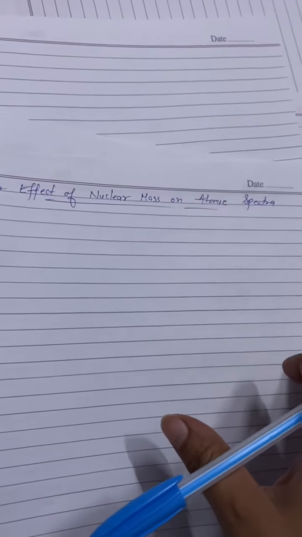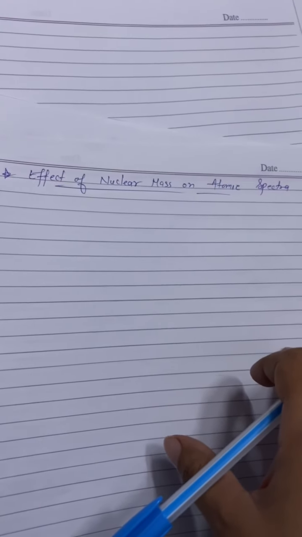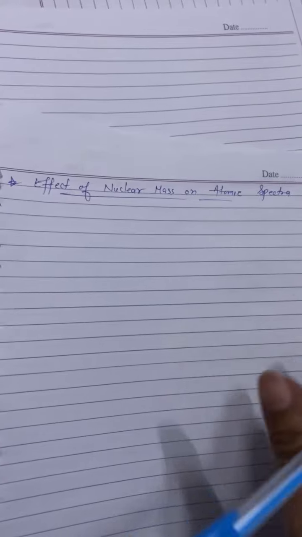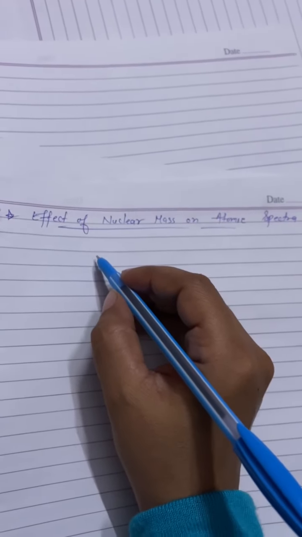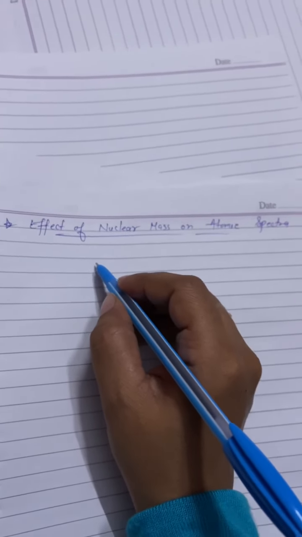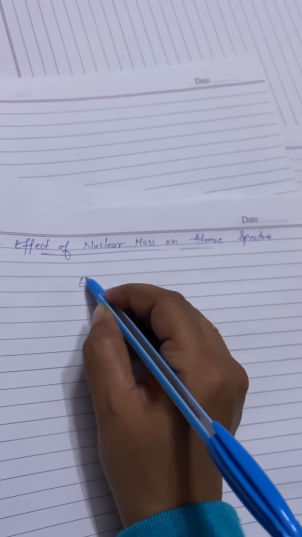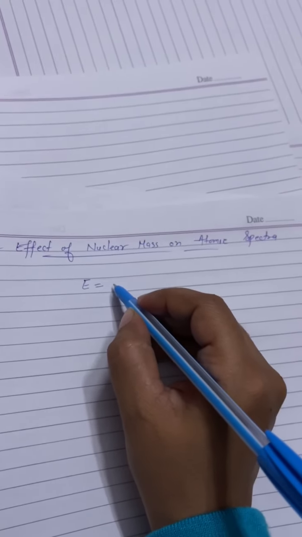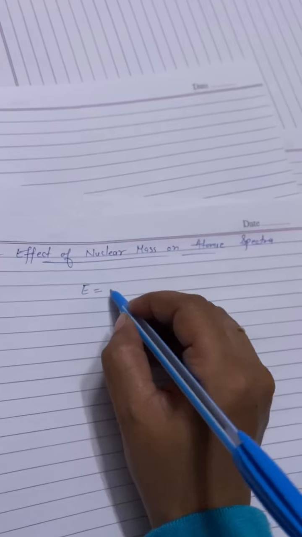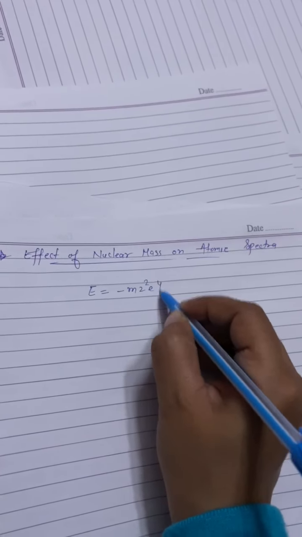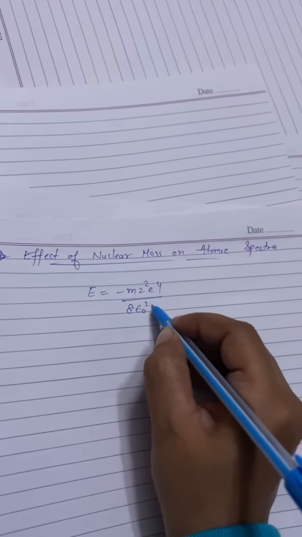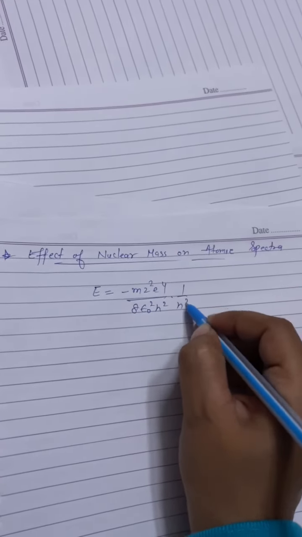Hello students. Now we come to the topic effect of nuclear mass on atomic spectra. Earlier we were considering only the motion of electron around the nucleus. In this case we have calculated energy that was equal to minus m z square e raised to power 4 by 8 epsilon naught square h square into 1 by n square.